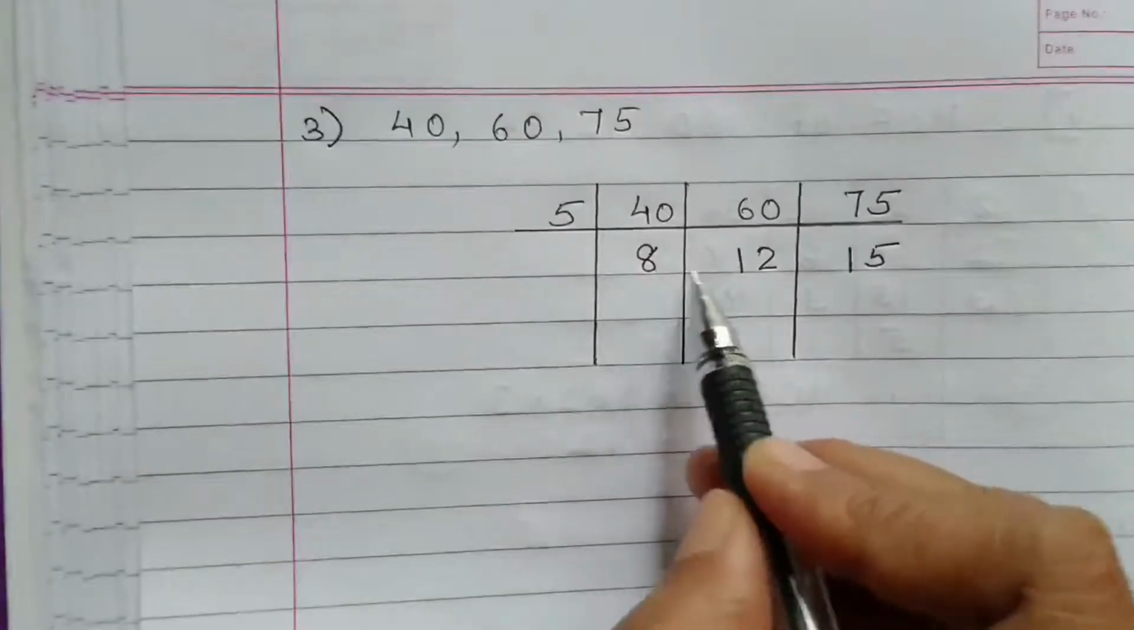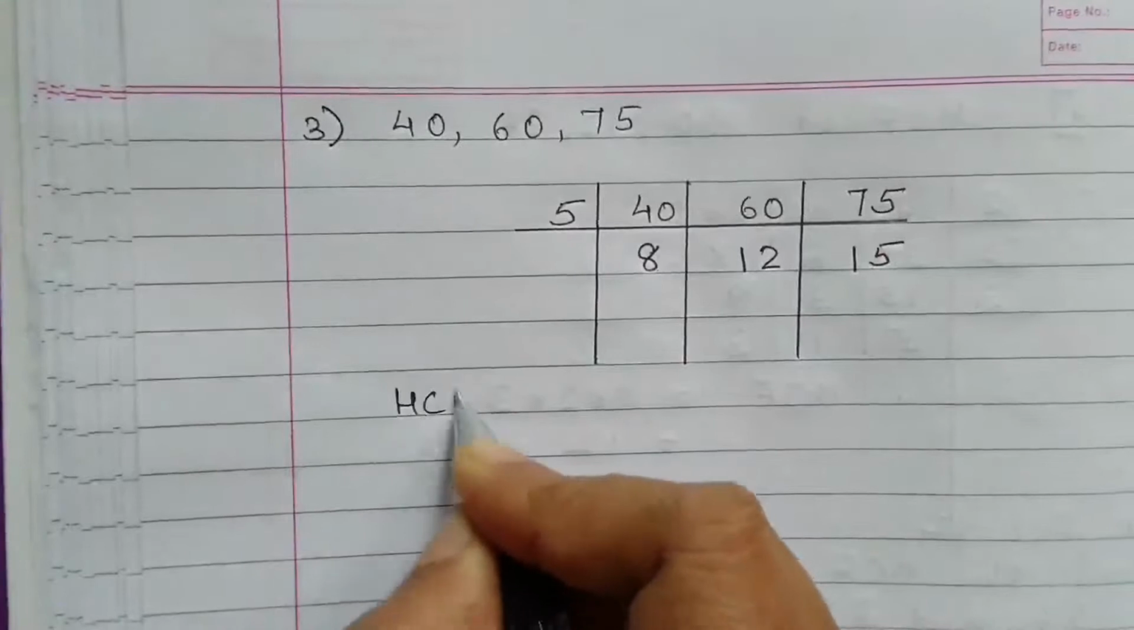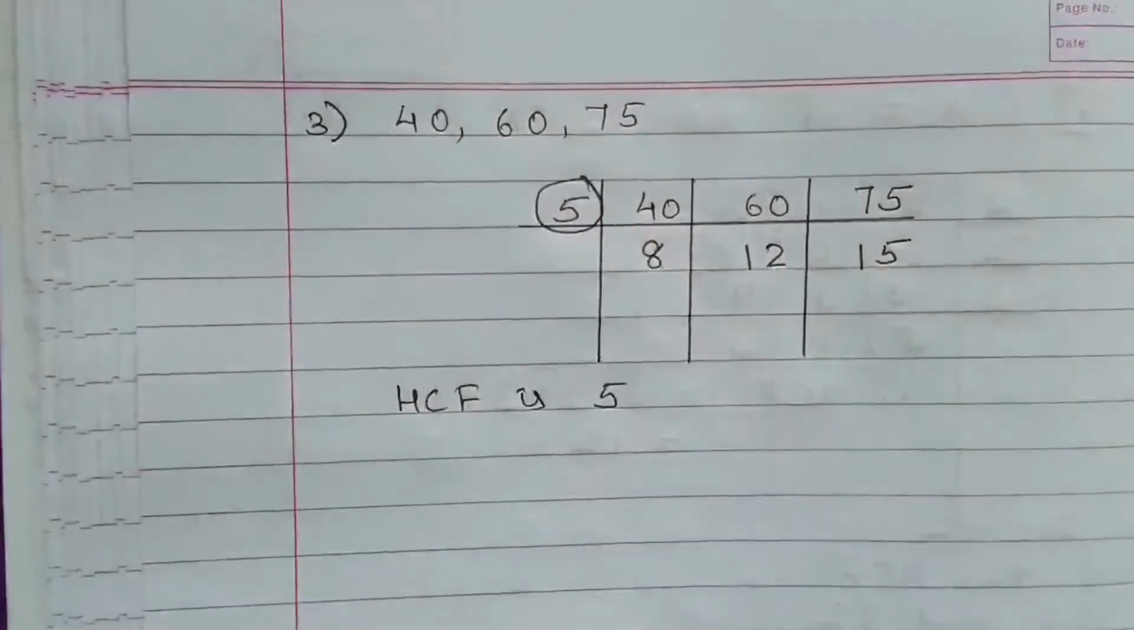The numbers are 8, 12 and 15. Is there anything common for all the three together? There's nothing common. That means the HCF is 5. This number will be the HCF.